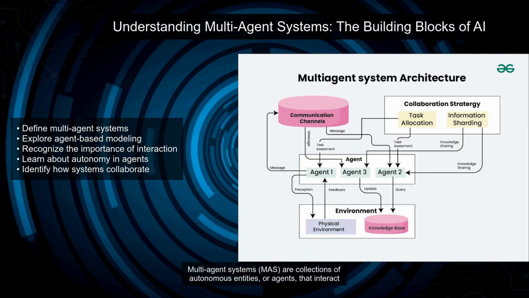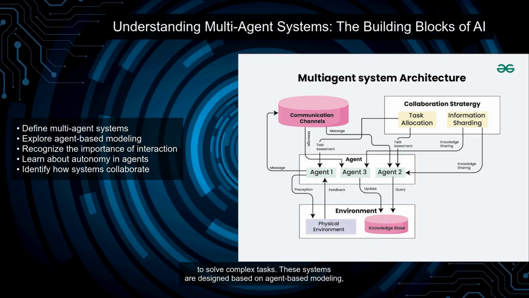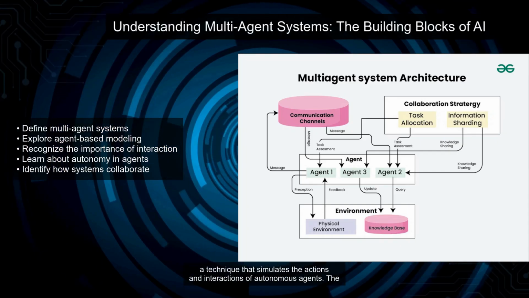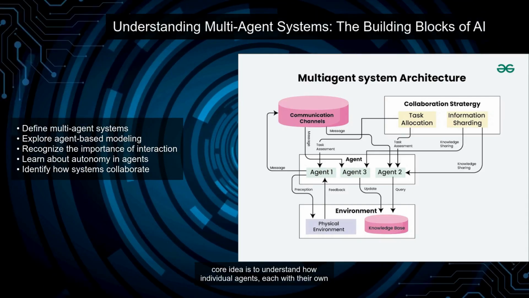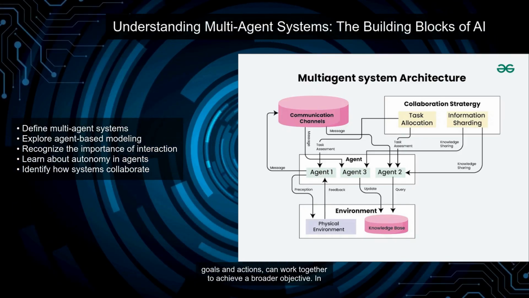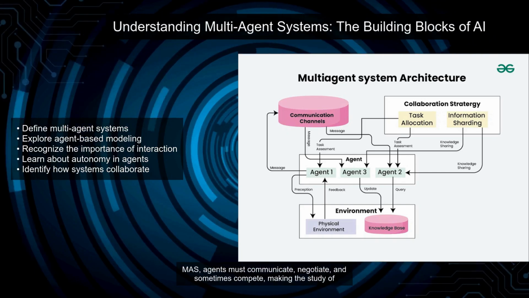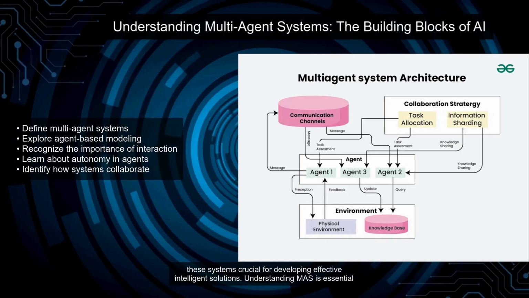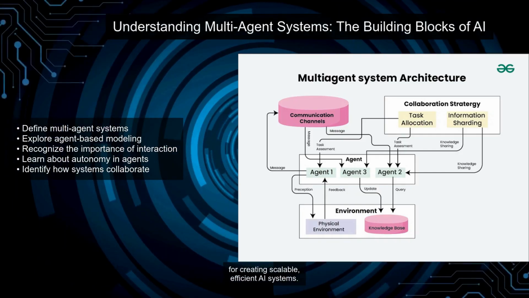Multi-agent systems, MAS, are collections of autonomous entities, or agents, that interact to solve complex tasks. These systems are designed based on agent-based modeling, a technique that simulates the actions and interactions of autonomous agents. The core idea is to understand how individual agents, each with their own goals and actions, can work together to achieve a broader objective. In MAS, agents must communicate, negotiate, and sometimes compete, making the study of these systems crucial for developing effective intelligent solutions. Understanding MAS is essential for creating scalable, efficient AI systems.